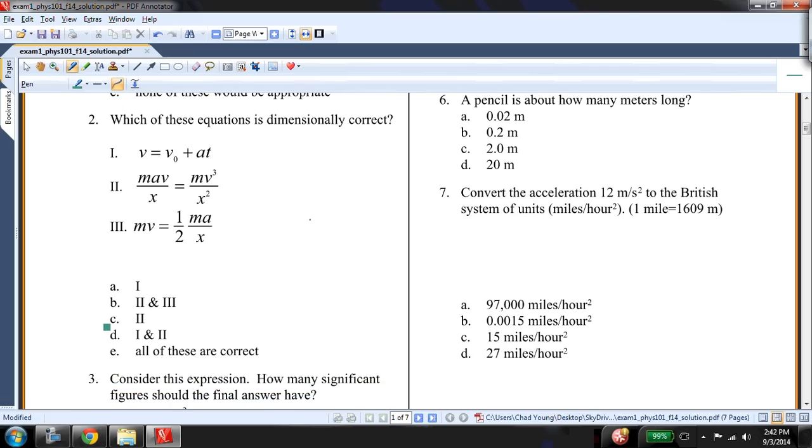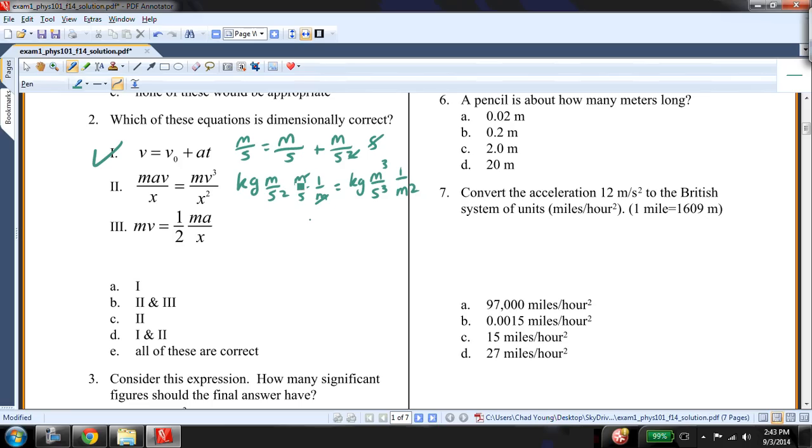Which of these is dimensionally correct? Well, this one is a kinematics equation, so we know it's dimensionally correct. So meters per second equals meters per second plus meters per second squared, which is acceleration, times seconds. So one of those cancels there. They're all meters per second. So that's a check. Here we go. Kilograms, meters per second squared, meters per second, 1 over meters, 1 over x, equals kilograms, meters per second. It's cubed, so both are cubed, times 1 over meters squared.